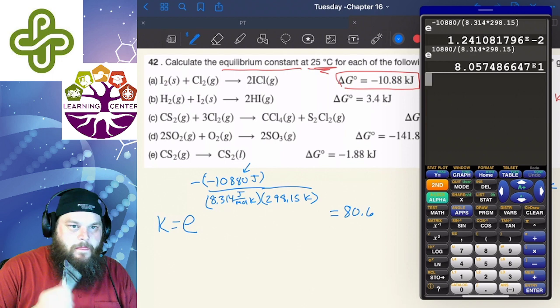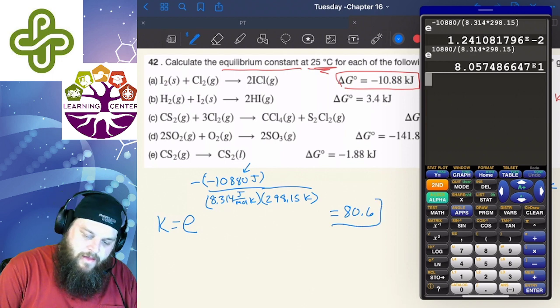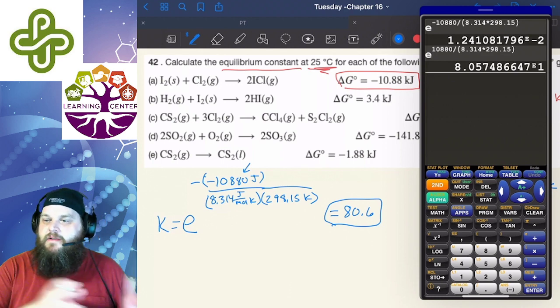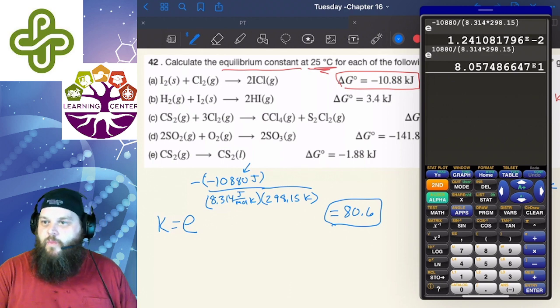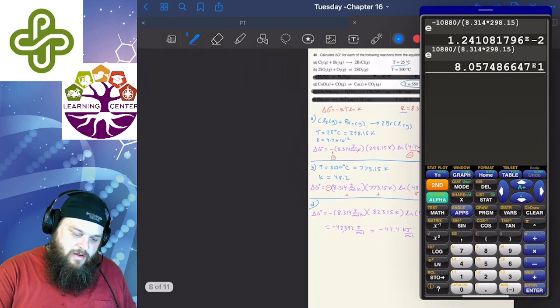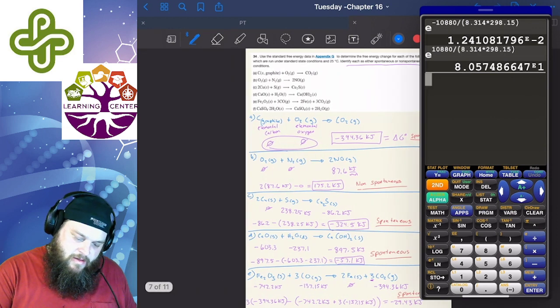So based on that value, we can see that since we had a negative delta G, we have a K value greater than 1. And that makes sense based on the equations and what we were talking about with how this equation works, and some of these other equations here as well.